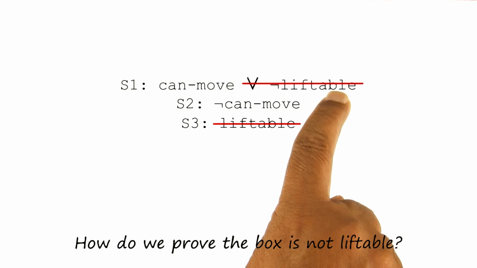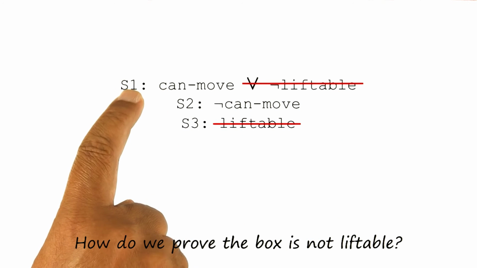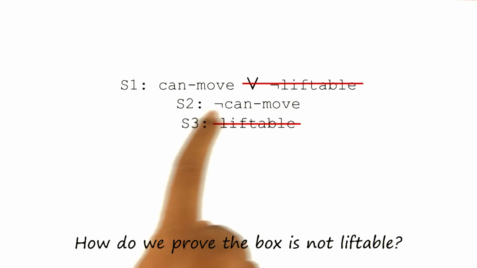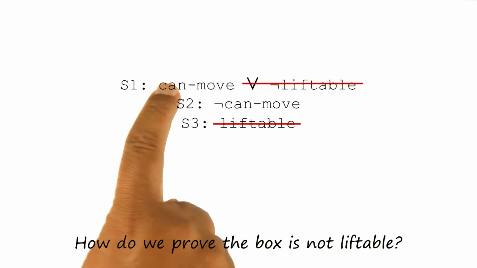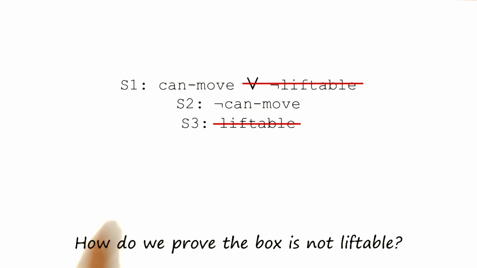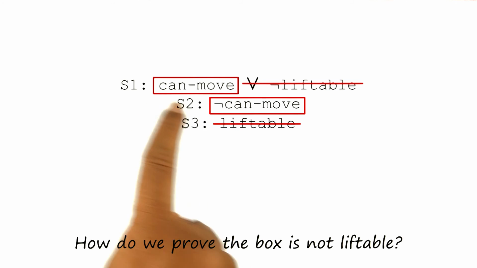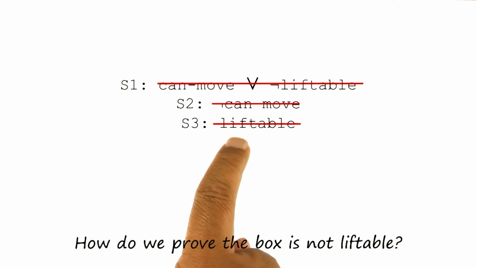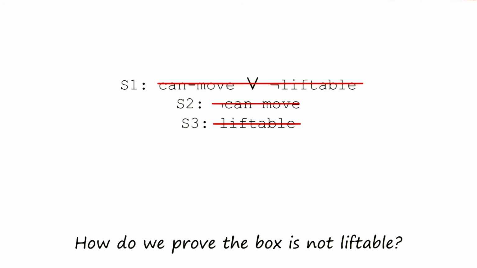Now we were at sentence S1, and that leaves us with can move. So we pick a sentence that has the negation of the literal can move. Sentence S2 has a negation of that, and we can resolve on can move. They cannot both be true. When we resolve on both of them, those get eliminated as well. And now we see we've reached a null condition. This null condition represents a contradiction, and now we can infer that liftable cannot be true. Therefore, not liftable is true. The robot has proved not liftable.